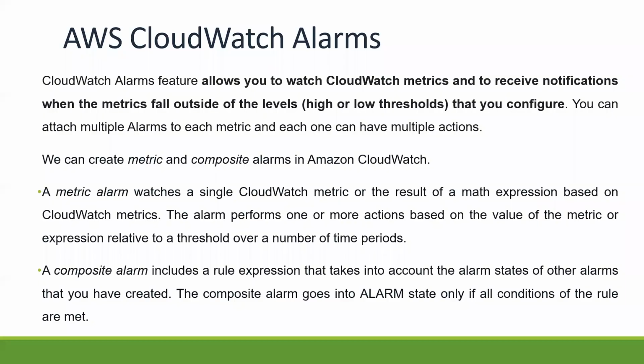So a CloudWatch alarm basically allows you to watch CloudWatch metrics. Different kinds of metrics are there. So we have the metric alarm. We can also have a composite alarm. It lets you receive notifications when a metric falls outside a particular level or threshold value that is defined. It can be static, or it can be based upon certain conditions also. So I will show you all the scenarios for that.